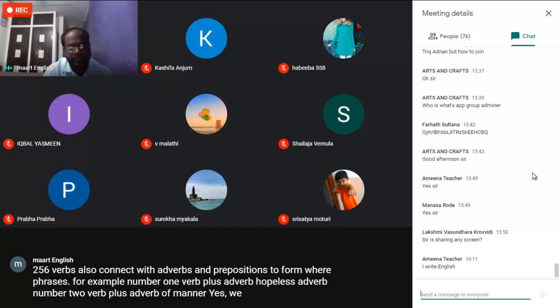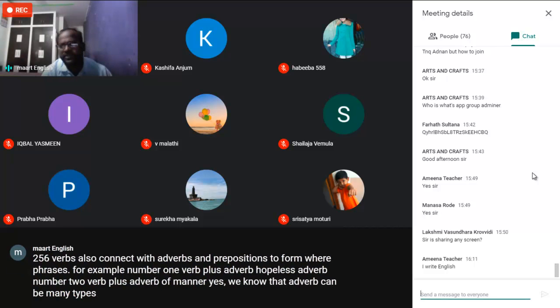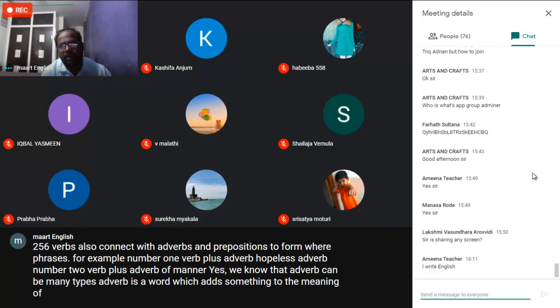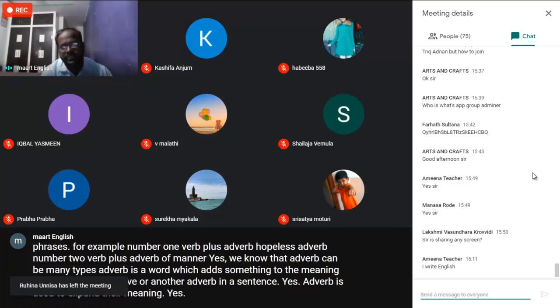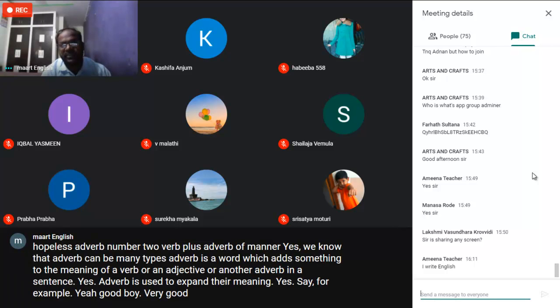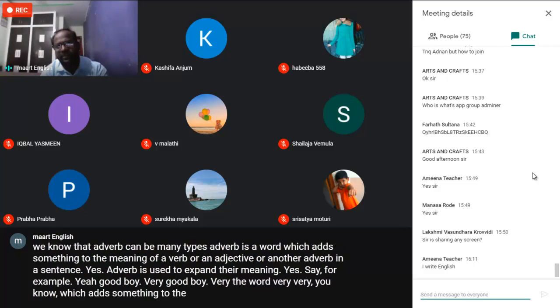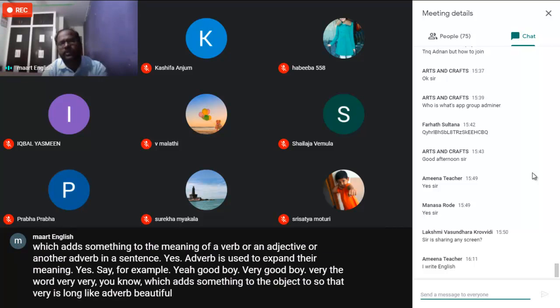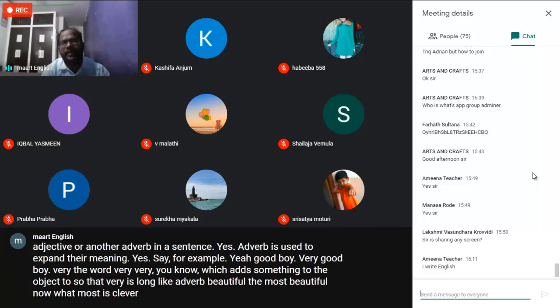Yes, we know that adverbs can be of many types. An adverb is a word which adds something to the meaning of a verb or an adjective or another adverb in a sentence. It is used to expand the meaning. For example, good boy, very good boy. The word very adds something to the adjective, so very is an adverb. Beautiful, the most beautiful, the word most. Clever, cleverly.